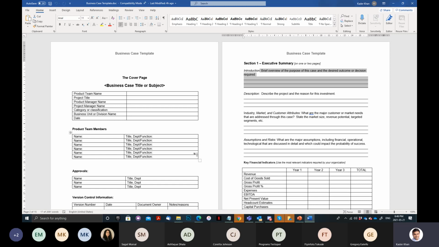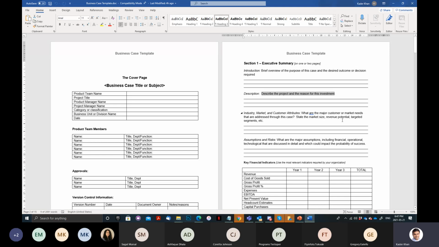And you know this, right? You have learned this together. And then you will be able to describe why you really want this investment. Why do you want to invest money, time, and energy on this to achieve the desired outcome? And in order to justify that, you need to really explain who the major customers or market needs are that you are trying to address.